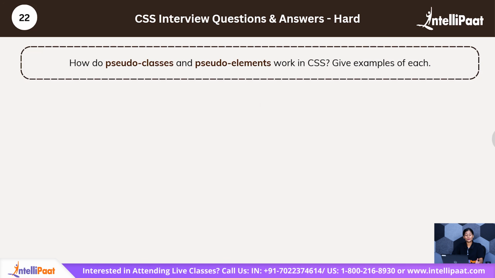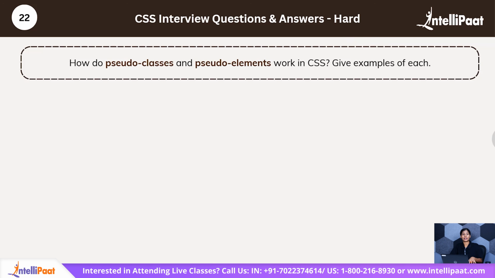Moving on, how do pseudo-classes and pseudo-elements work in CSS? Give examples of each. Pseudo-classes are basically like telling your elements, okay, when this happens, do this. It's like when you hover your mouse over a particular element, then do something. So that is a pseudo-class. Hover is used a lot. That's why I took the example of hover.